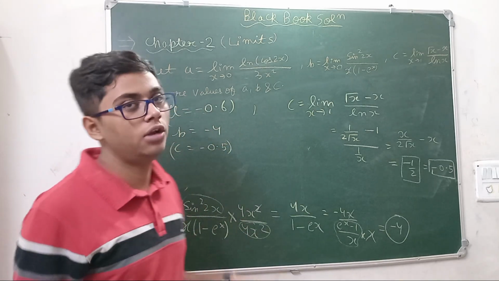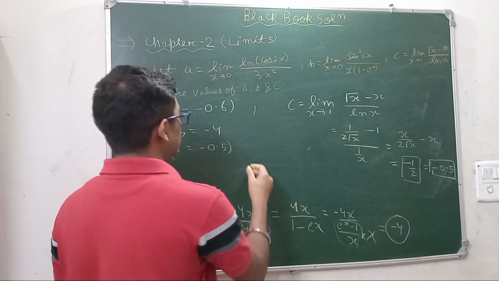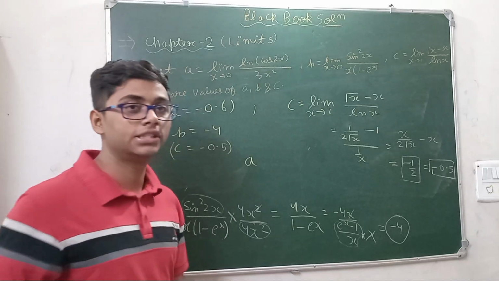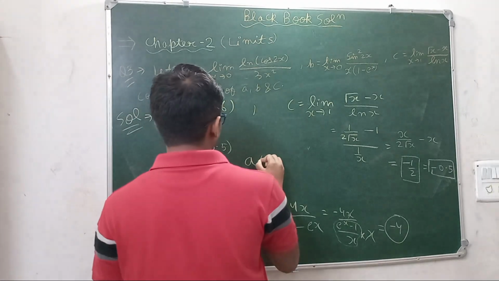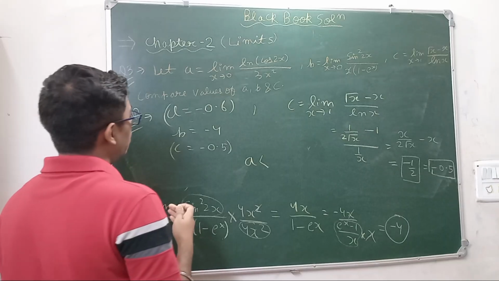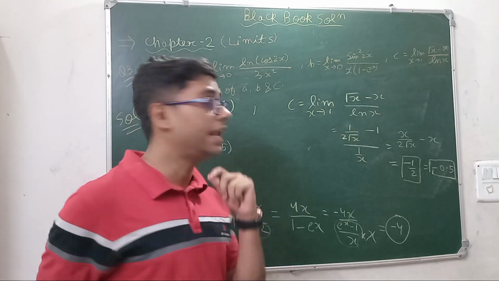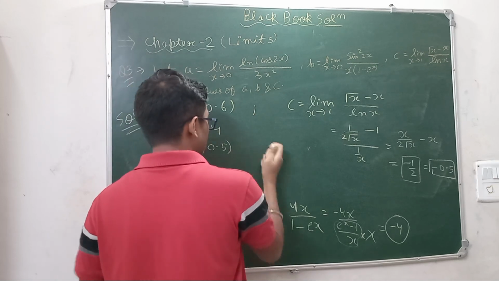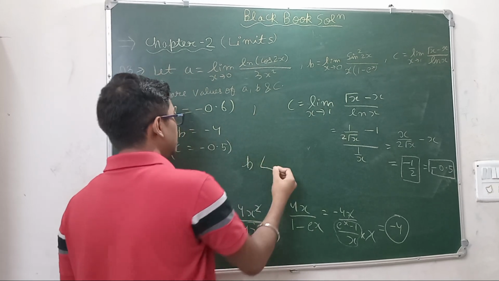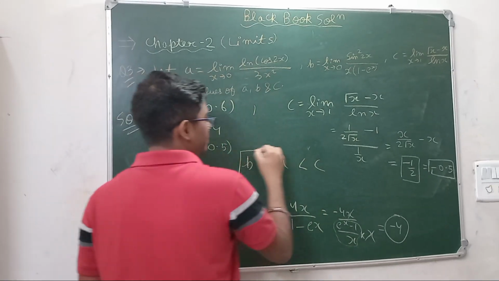Now I have to compare the values of a, b and c. The smallest one is what? Smallest one is a because minus 0.6. Then the smallest value is b, minus 4, because in negative the highest number is always less. So b is very less. Then a, then c. Means b, a and c.